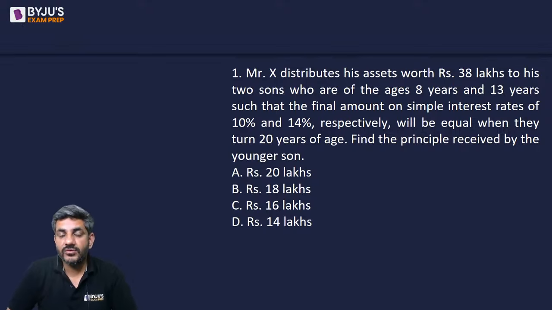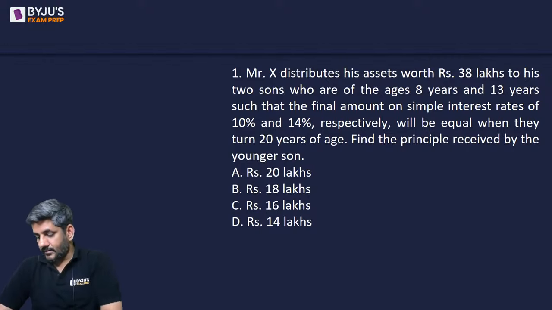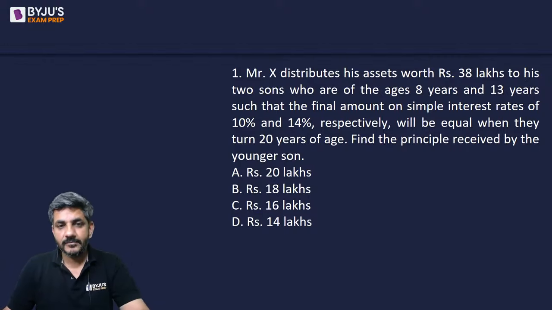Mr. X distributes his assets worth 38 lakhs to his two sons who are of ages 8 and 13 years, such that the final amount on simple interest of 10% and 14% respectively will be equal when they turn 20 years of age. Find the principal received by the younger son. So what is the principal received by the younger son? That's what the question is asking. So let's start doing it now.